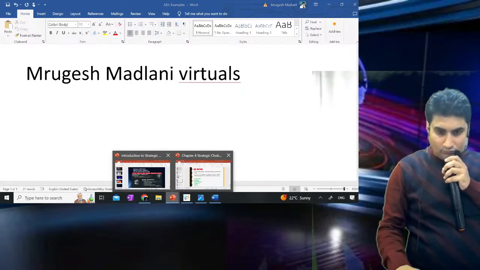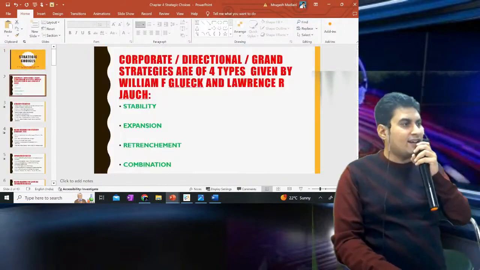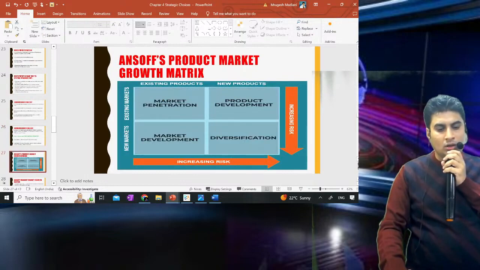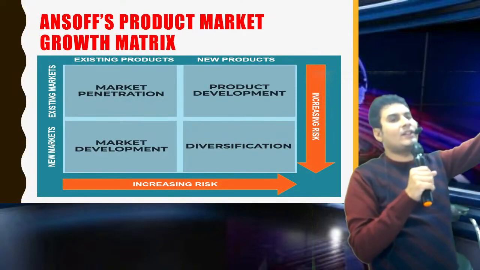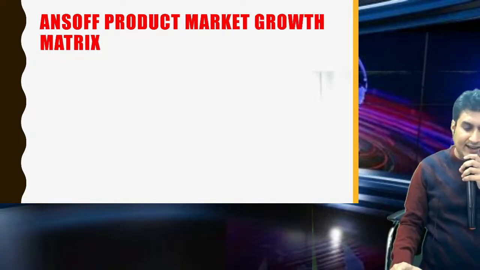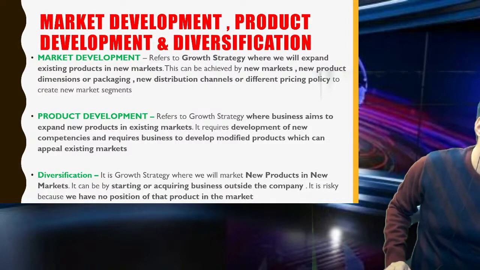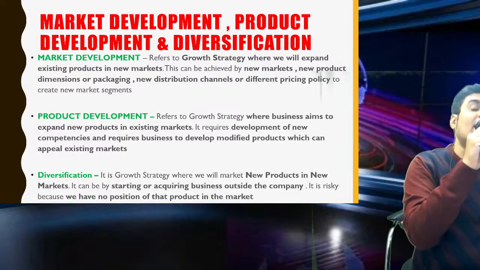Quick recap. Today all three matrices are done. Wonderful revision. The market growth share matrix tells that whenever you want to grow, there are 4 ways: market penetration, market development, product development, diversification. Same product, same market: market penetration. Same product, new market: market development. Same market, new product: product development. New product, new market: diversification.